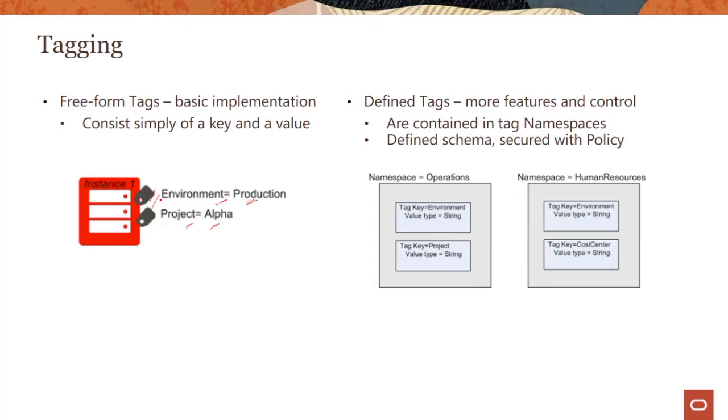Now with OCI, there's a differentiated feature called defined tags, and this gives you more features, more control. Let's see how it's implemented. The first thing you do is you have this concept of namespaces. You have a namespace here which says operations, you have a namespace here which says human resources, and within the namespace you have a schema where you can define your tag keys. In this case it's environment, and you could say what kind of value is supported here. The second tag key is project, you can specify a value, and so on and so forth. The whole idea is when you use defined tags, you have a schema and you can secure them with policy. Later on I'll show you a slide where we talk about how you can secure them using OCI policies.